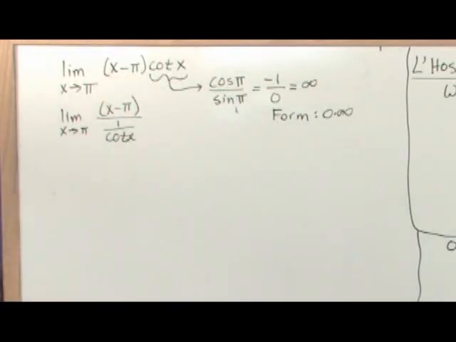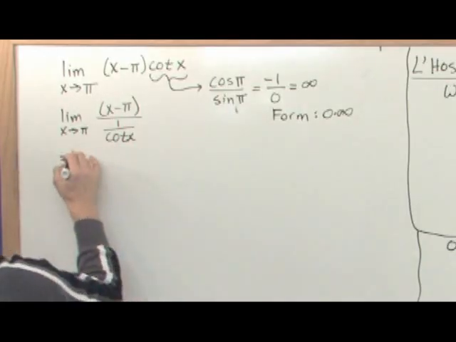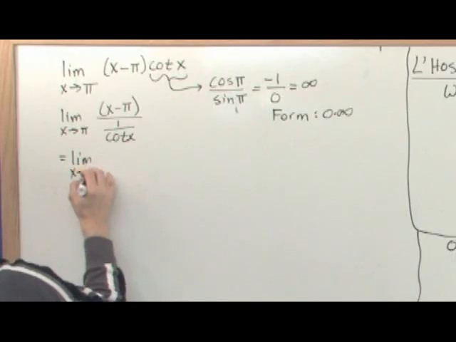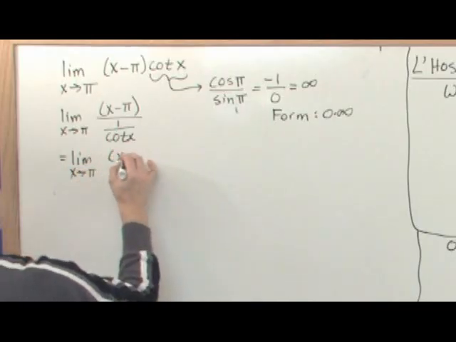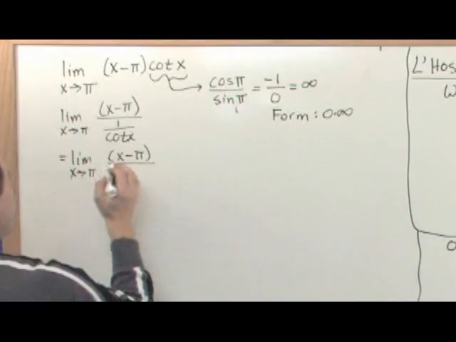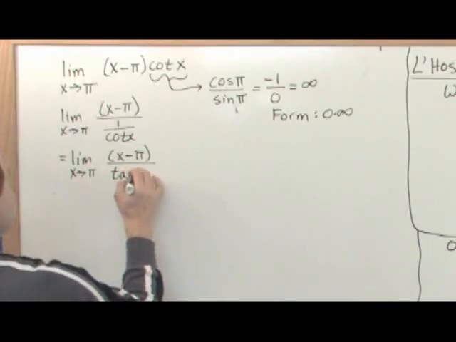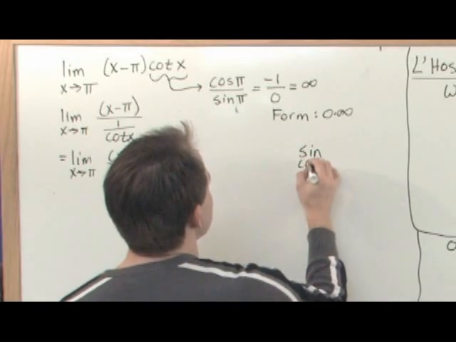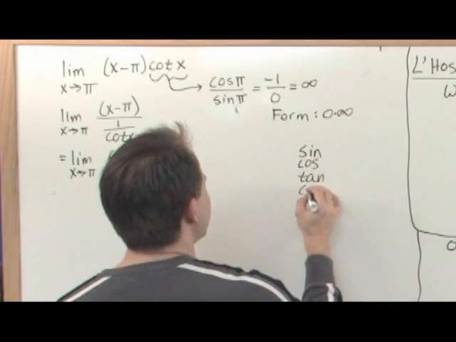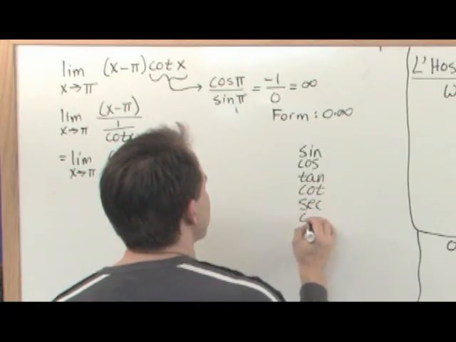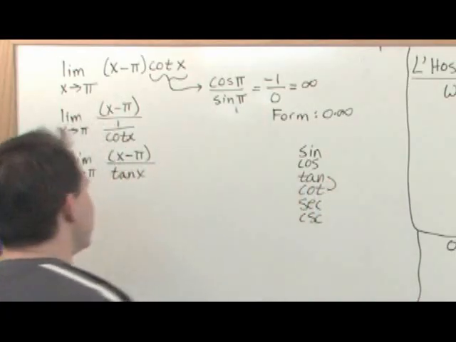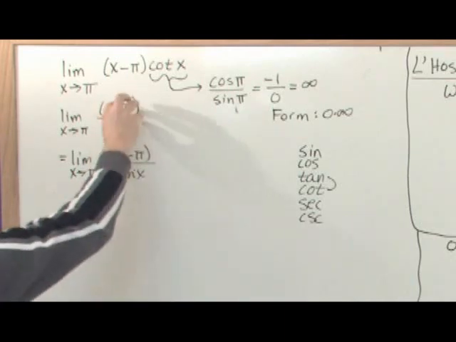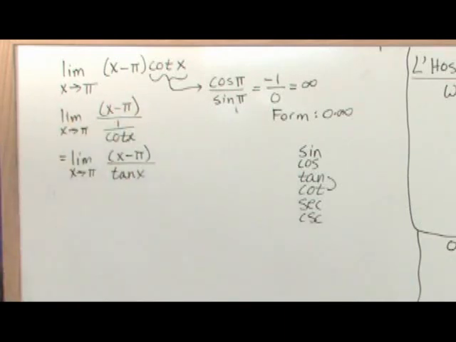Okay? Now, why in the heck would I do that? I'm doing that because 1 over cotangent is the tangent, for the limit as x goes to pi of x minus pi. And you can remember that from the rainbow that I taught you: sine, cosine, tangent, cotangent, secant, cosecant. Cotangent is 1 over tangent. That's what the rainbow means there. So I moved the cotangent down and made it a reciprocal to make it algebraically correct, and then I turned it into a tangent function.